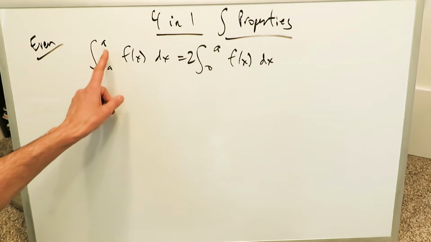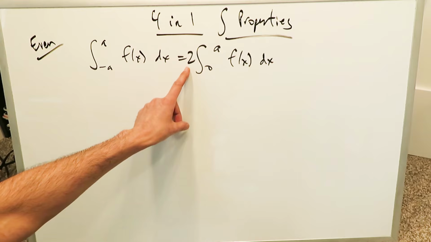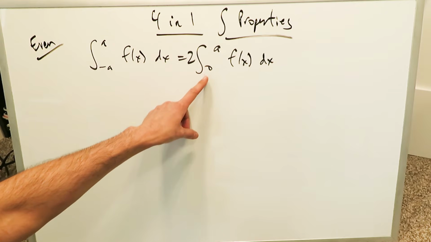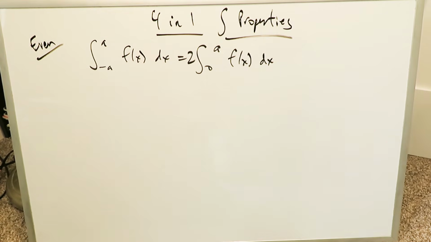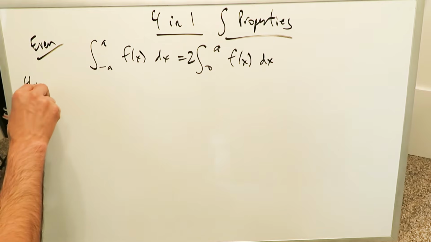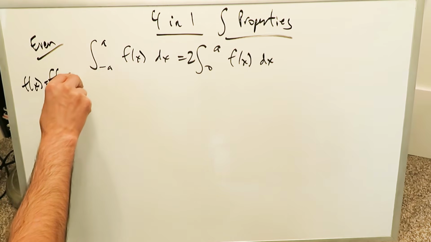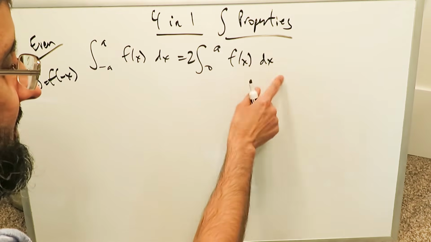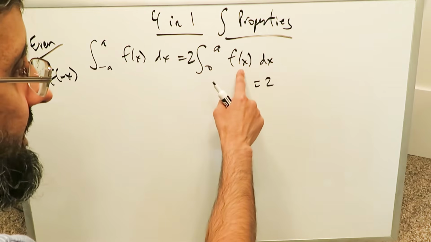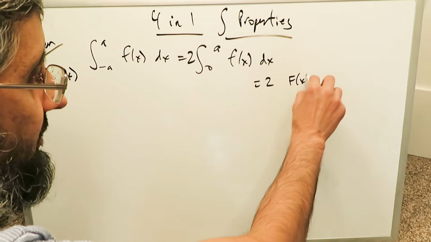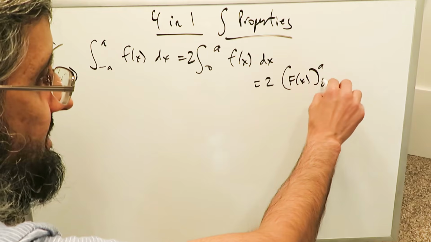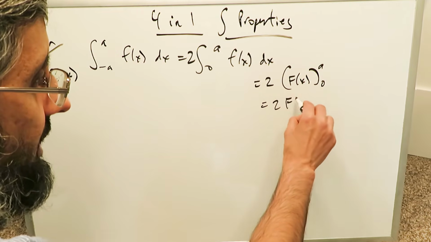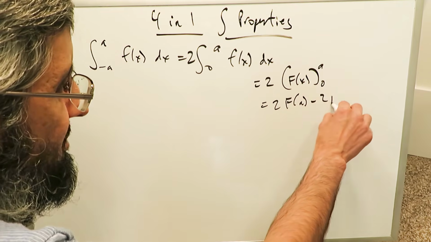This integral from minus a to a is the same thing as 2 multiplied by the integral from 0 to a. How can you show this to be the case? For even functions, the test is f of x is always equal to f of minus x. The best way to prove this property is to focus first on the right hand side. The antiderivative of f of x is capital F of x, evaluated from a to 0. When you do the definite integration, you have 2F of a minus 2F of 0.